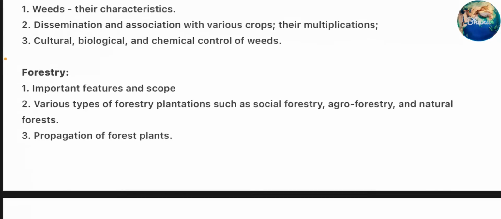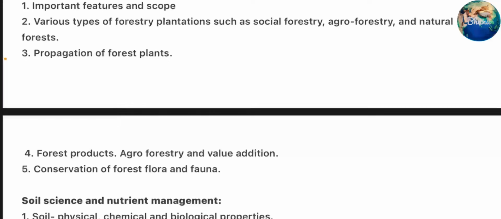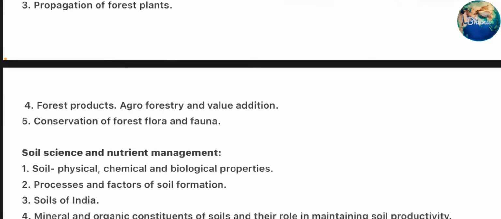Next, forestry. Important features and scope. Various types of forestry plantations such as social forestry, agroforestry and natural forest. Propagation of forest plants. Forest products, agroforestry and value addition. Conservation of forest flora and fauna.